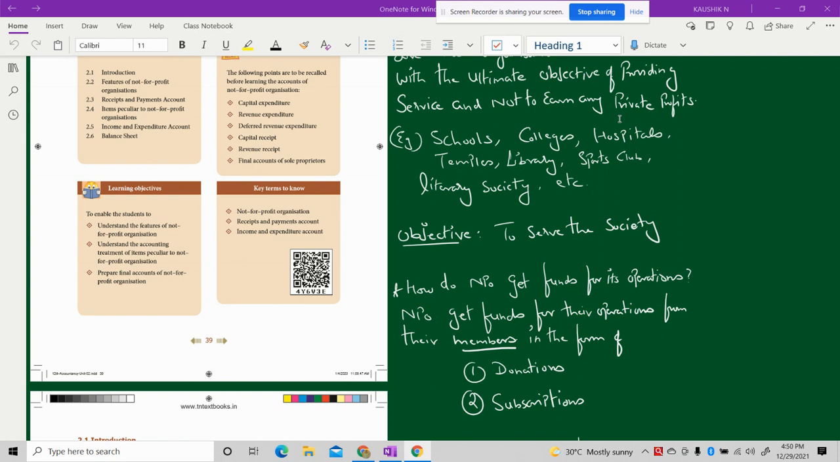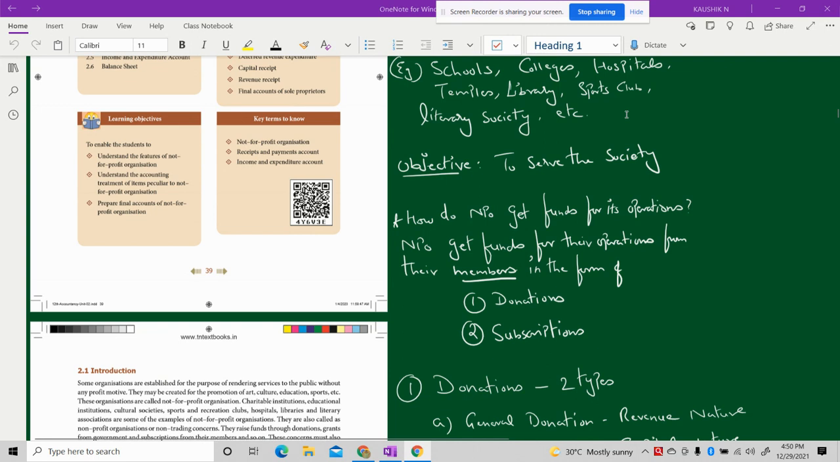Usually, the members of an NPO are termed as managing trustees. So, in an NPO, the required funds are sponsored, or in other words, the members provide the basic requirement, that is the funds, and these funds can be in the form of donations as well as subscriptions.